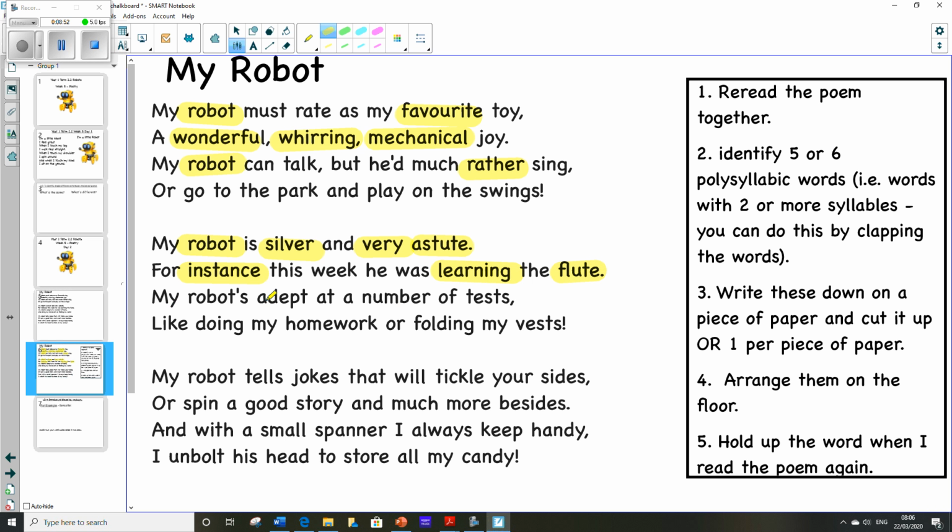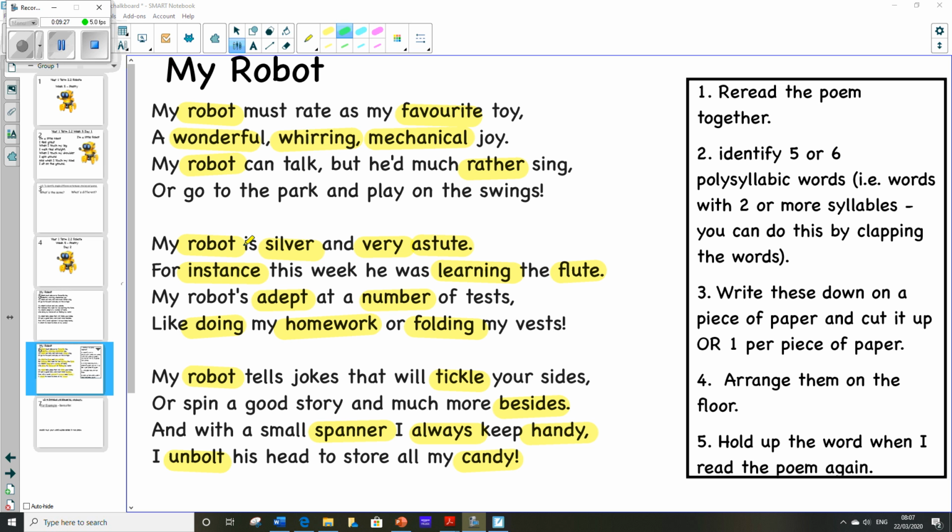My robot's adept at a number of tests, like doing my homework or folding my vests. My robot tells jokes that will tickle your sides, or spin a good story, and much more besides. And with a small spanner I always keep handy, I unbolt his head to store all my candy.